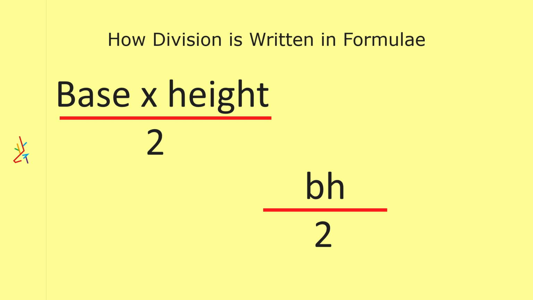We've looked at how division is written, and we've looked at if there's a symbol missing. So base times height divided by 2 is the formula for a triangle. How it would be written in terms of a formula would be B and H next to each other divided by 2, which means base times height divided by 2.